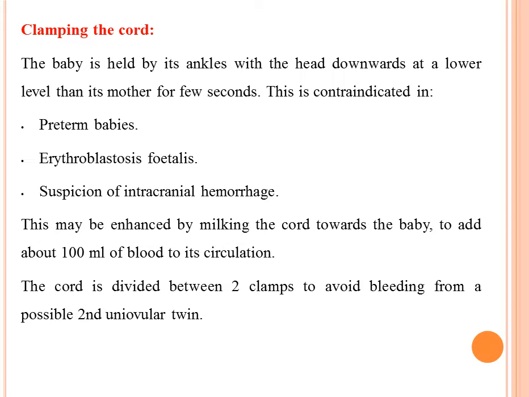This may be enhanced by milking the cord toward the baby to add about 100 ml of blood to its circulation. The cord is divided between two clamps to avoid bleeding from a possible second twin.